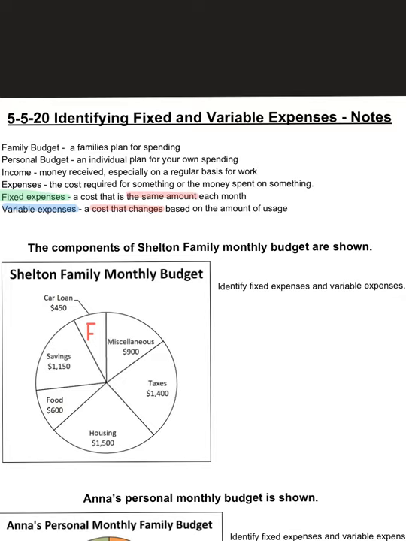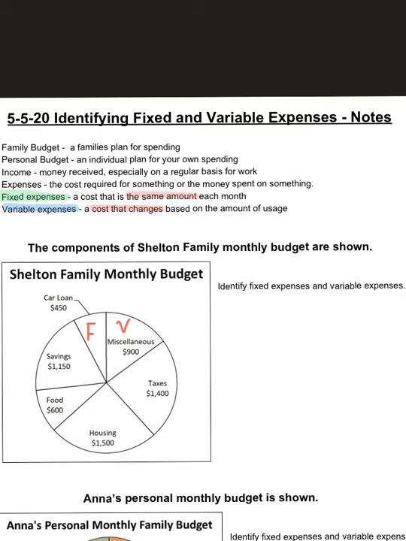Then we go on to miscellaneous, and miscellaneous could be who knows what. So if you just think about it, that could be random things. That is going to be a variable, because some months you might do a bunch of random things, other months you might not do that much stuff. Think about it like right now, we're not doing very much because we're stuck inside.